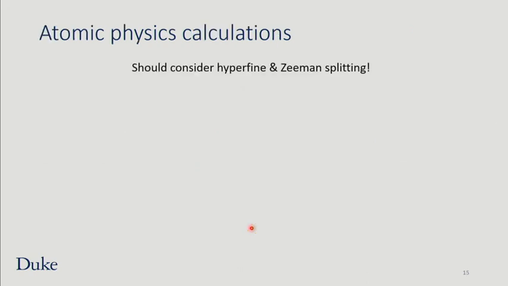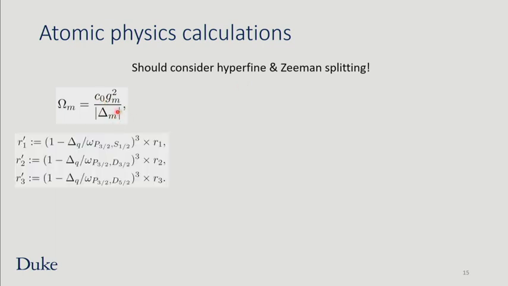So most of the work was actually a lot of atomic physics calculations, which I really enjoyed. Here we really have to consider the hyperfine and Zeeman splitting because the qubit is encoded in those levels. So you have to calculate the Rabi rate, this coefficient. And there's an interesting relation with the branching fraction to the detuning that you have to consider.